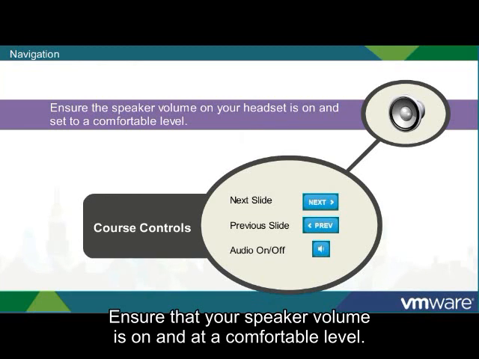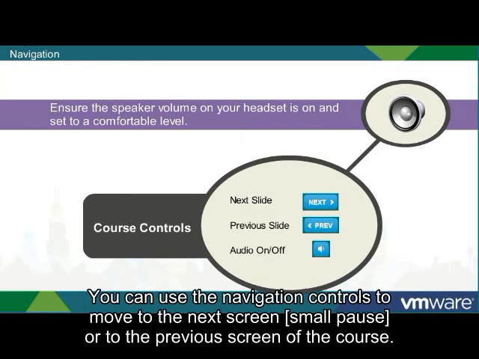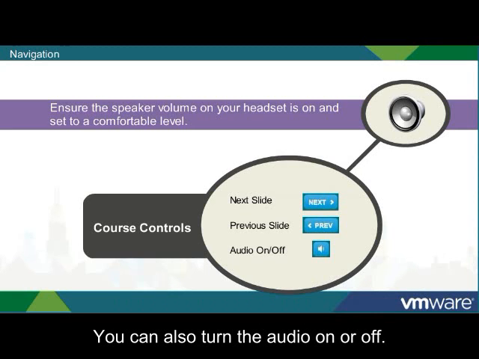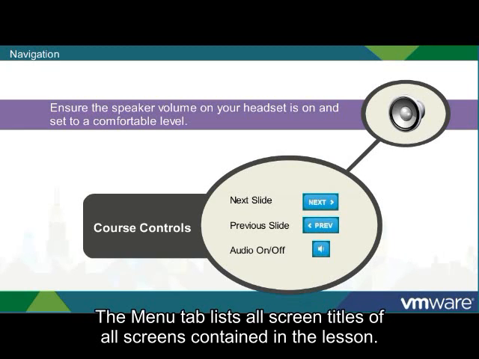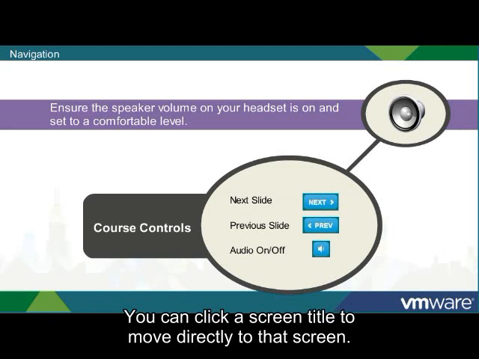Ensure that your speaker volume is on and at a comfortable level. You can use the navigation controls to move to the next screen or to the previous screen of the course. You can also turn the audio on or off. In each screen, you can find a Notes tab that you can click to display the full script of the audio track. The Menu tab lists all screen titles of all screens contained in the lesson. You can click a screen title to move directly to that screen.